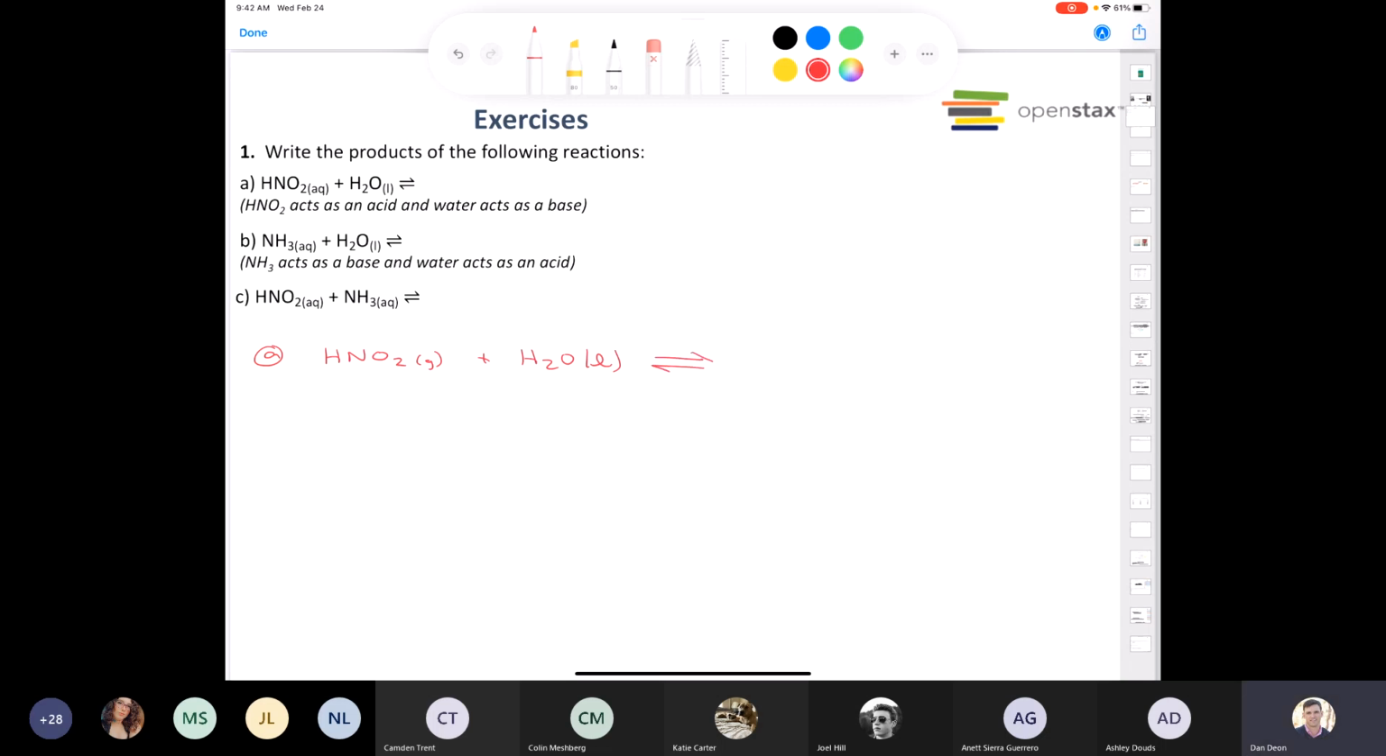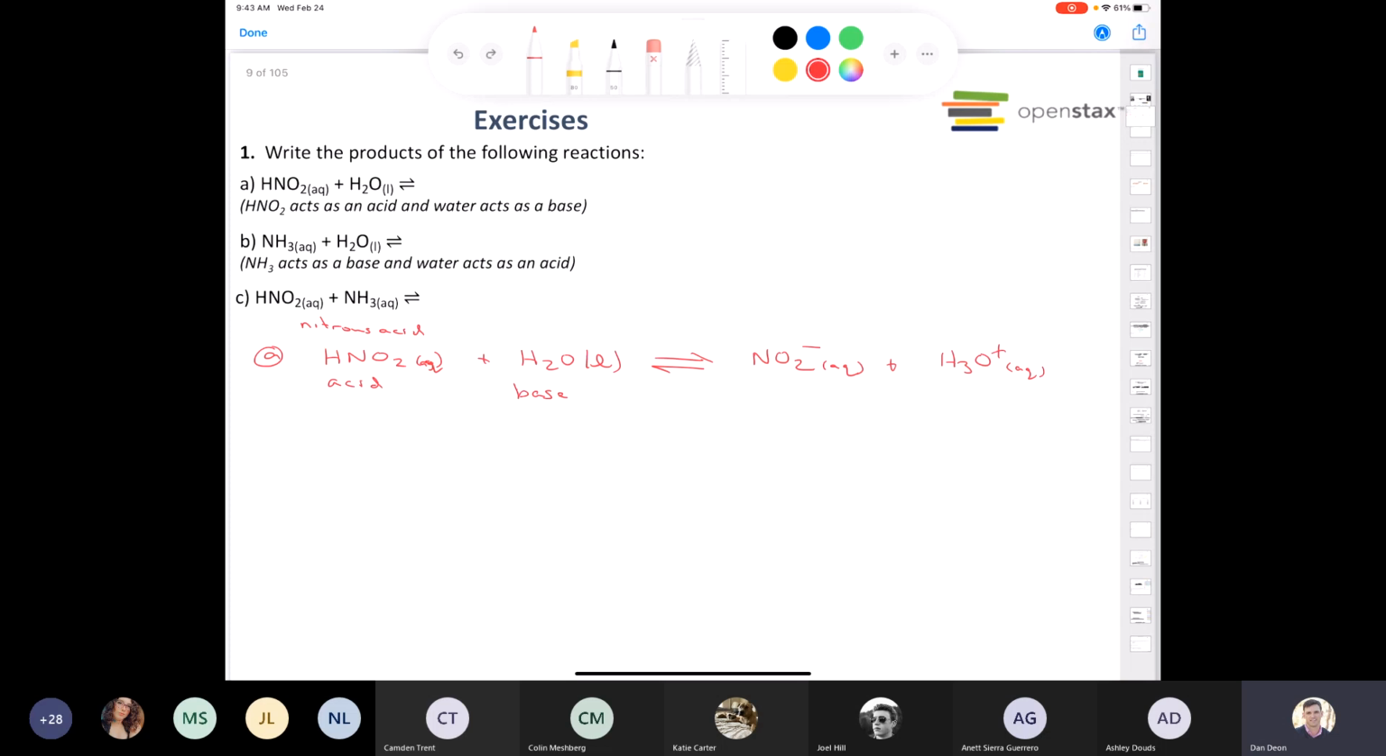Now, HNO2 is a weak acid. This is called nitrous acid. Nitric acid, HNO3, is a strong acid, but nitrous acid is a weak acid. So nitrous acid is my acid, which means that water is going to behave as my base. Right? So that means that the nitrous acid is going to donate an H+. So you're going to be left over with the nitrite ion plus you're going to be left over with a hydronium, right? Why? Because the water is accepting this proton.